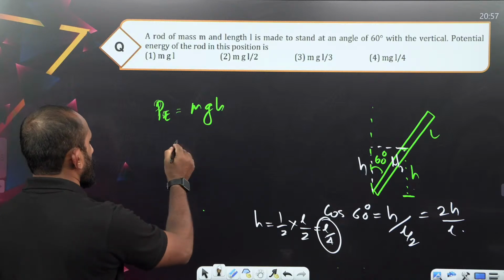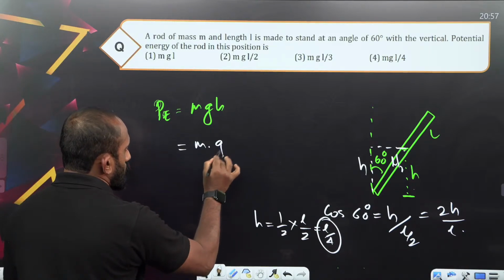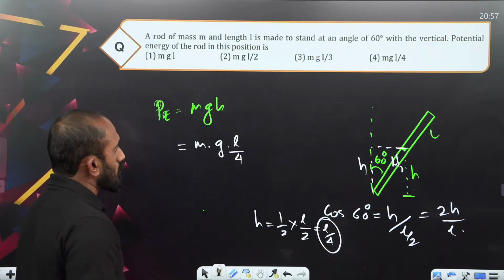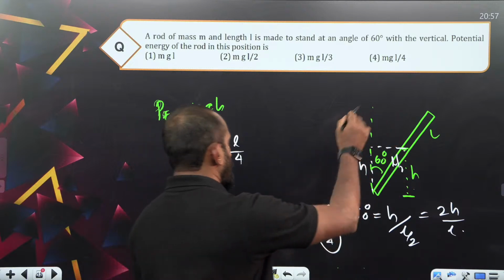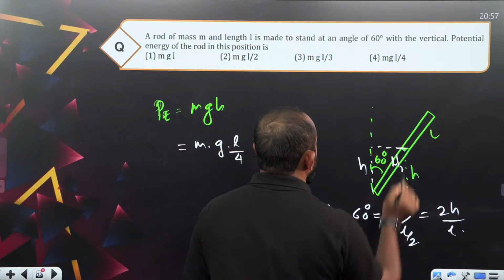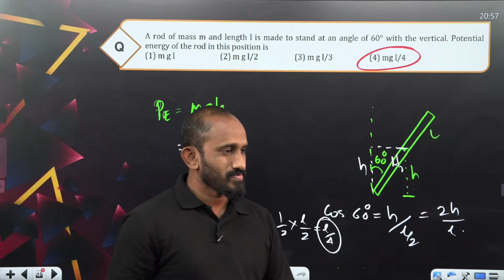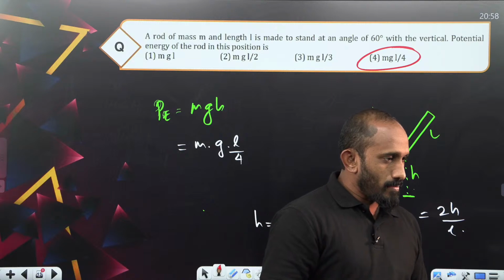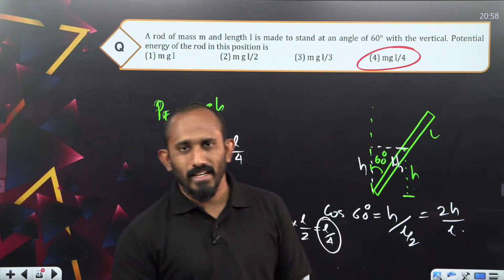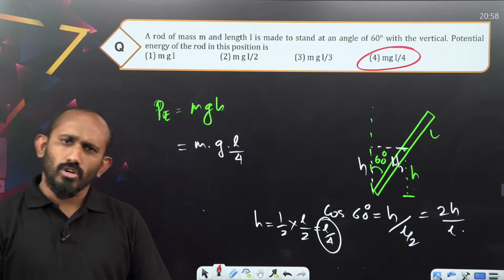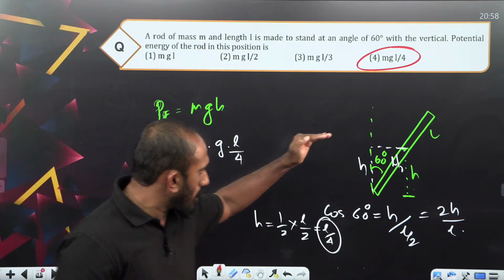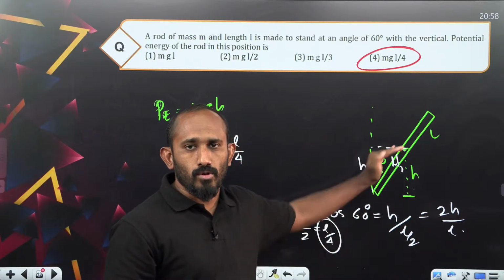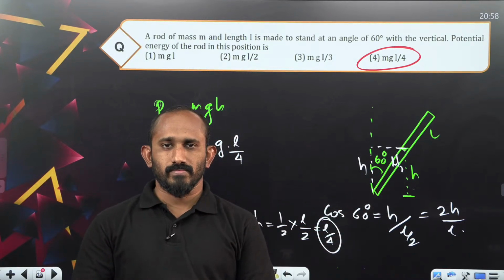If you substitute it, it will become mg into L by 4. So see the answer, mg into L by 4 we have the answer. Option 4 is the correct answer. Yes, great. Good, so mgh equation only. The height of the center of mass is the h you have to consider here.